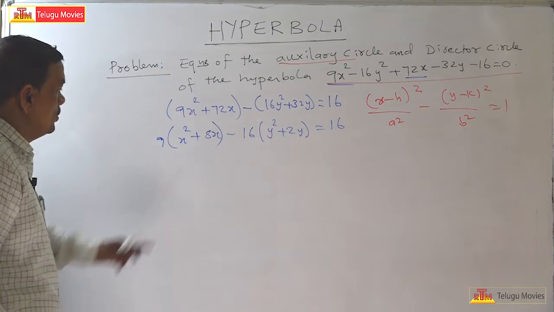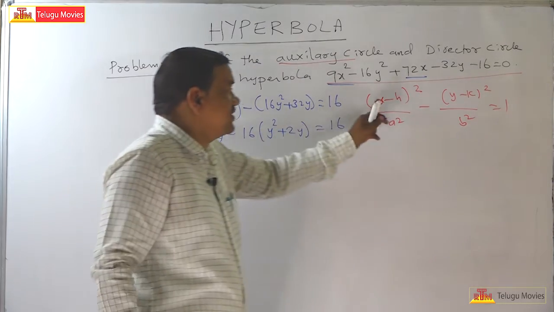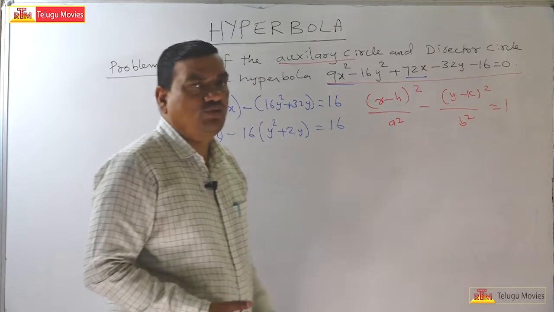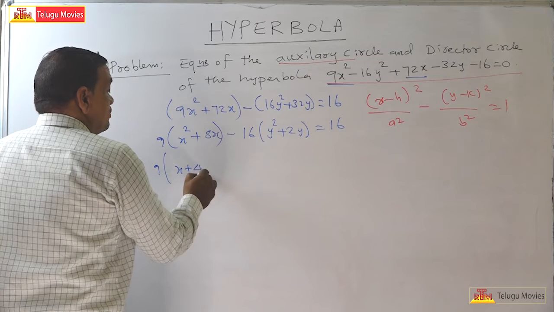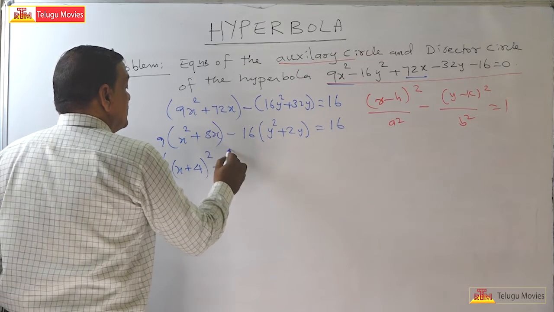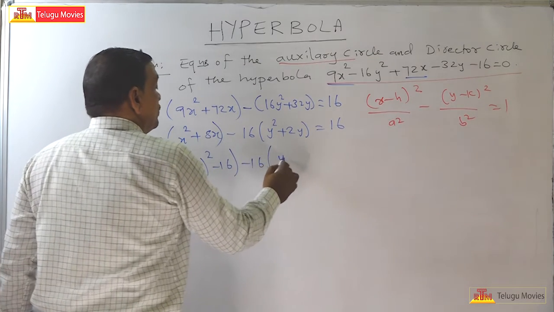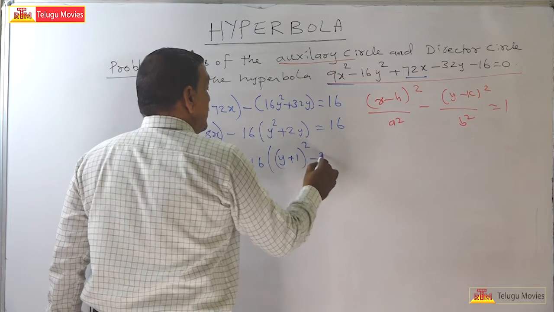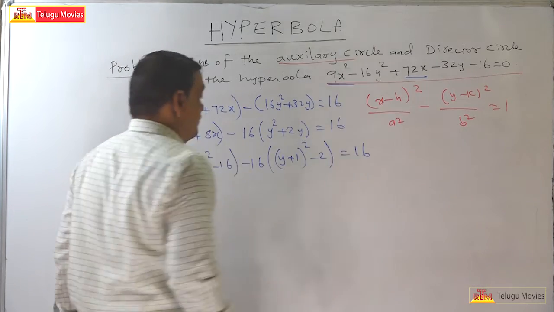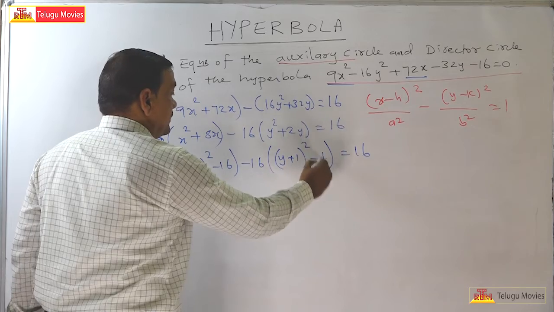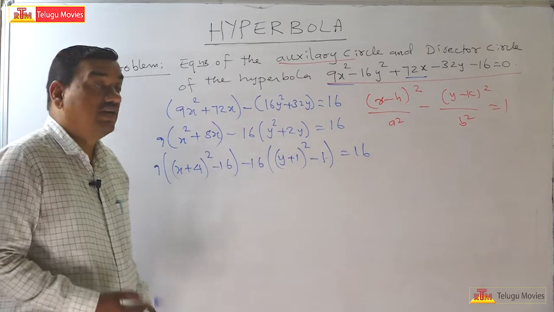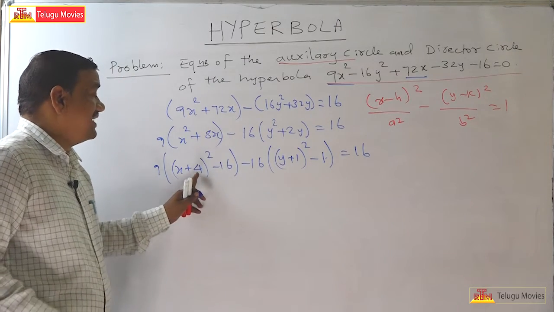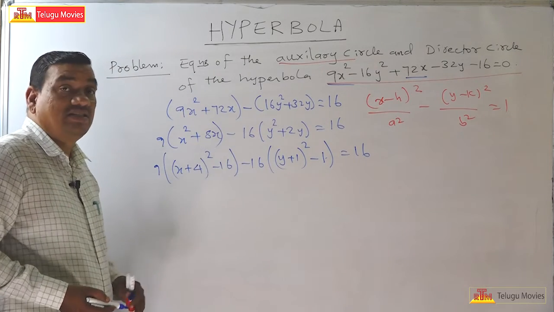Now you have to express these as perfect squares, x plus h whole square. So this is 9 into x plus 4 whole square minus 16, minus 16 into y plus 1 whole square minus 1, is equal to 16. Here y square plus 2y plus 1 minus 1, and x square plus 8x plus 16, minus 16 will get cancelled.